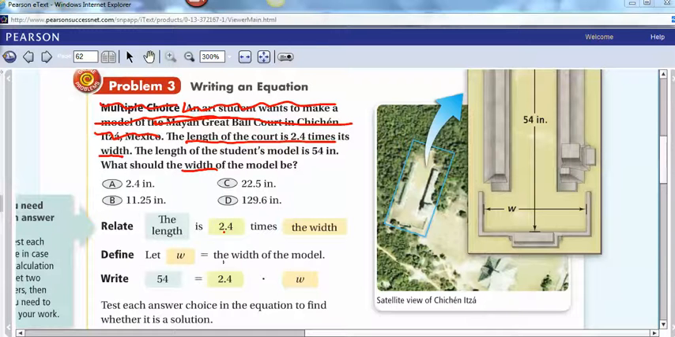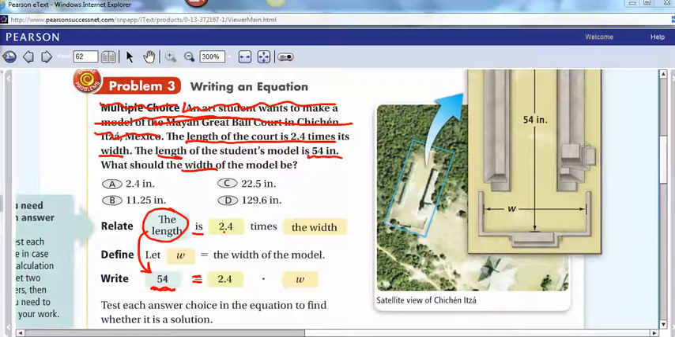Let W equal the width of the model. Well, where'd they get this 54 from? They got it from the length of the student's model is 54 inches. So right here where it says the length, they replaced it with a 54. So 54 in math means, what does it mean? Equals, right? You agree? Is means equals. The length, the 54, equals 2.4 times the width. 2.4 times W. Okay? Simple enough?